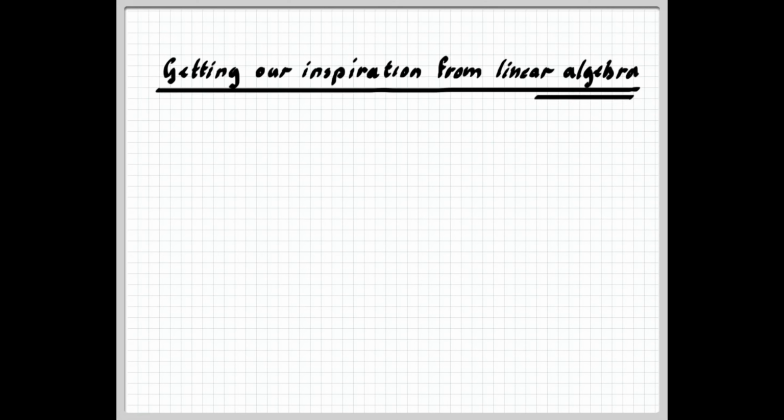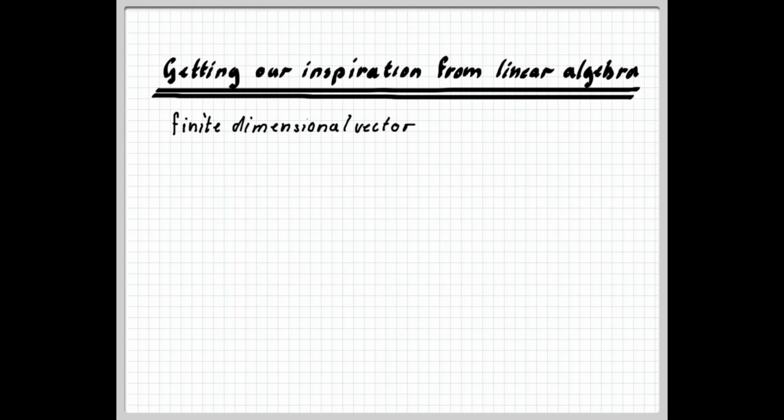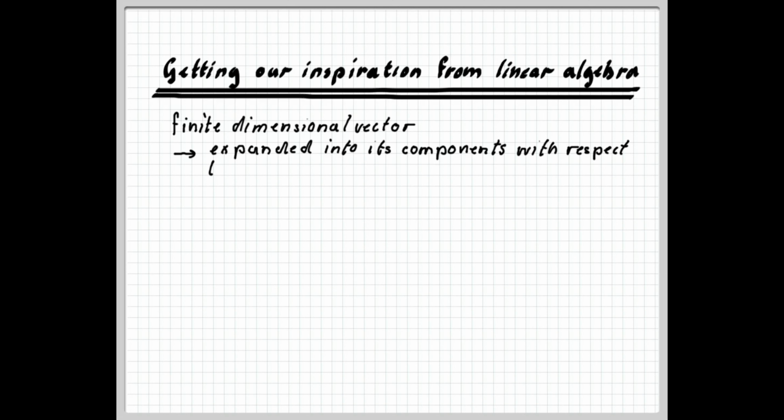Because we're talking about operators and linear operators, let us first look at the simple situation of a finite dimensional space, linear algebra, and see what we can learn from here. It all starts by introducing an inner product. This inner product actually defines your space. Once we have an inner product, states can be expanded in terms of components with respect to some orthonormal basis.